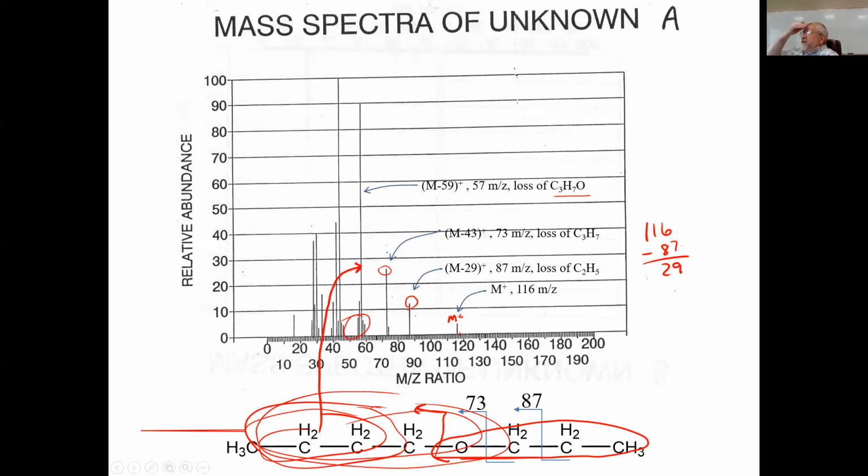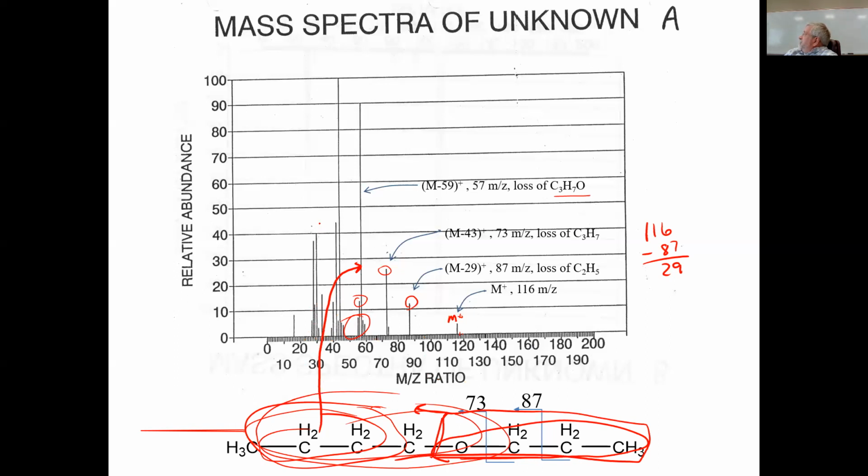Maybe a better view of it: maybe this right here is the loss of 58, which would be the loss of this, I guess. Or 59, I guess. Loss of that. Okay, and you have some more fragmentation.